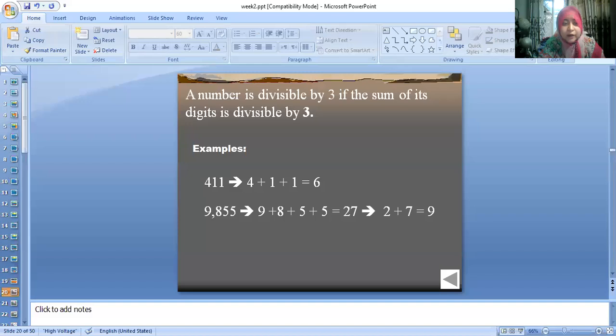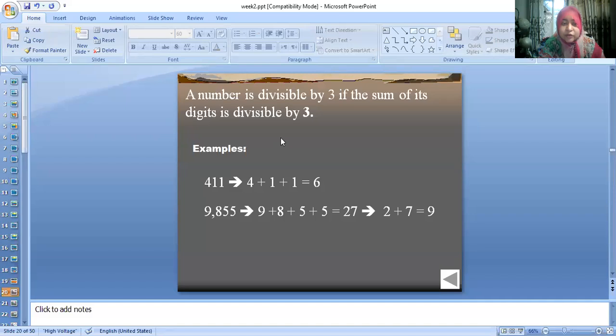So now let's start today's lesson. We are going to distinguish between composite and prime numbers. For that sake, we are going to revise divisibility rules, because these divisibility rules will help us to identify whether a number is prime or composite. So we are starting with the rule of two.